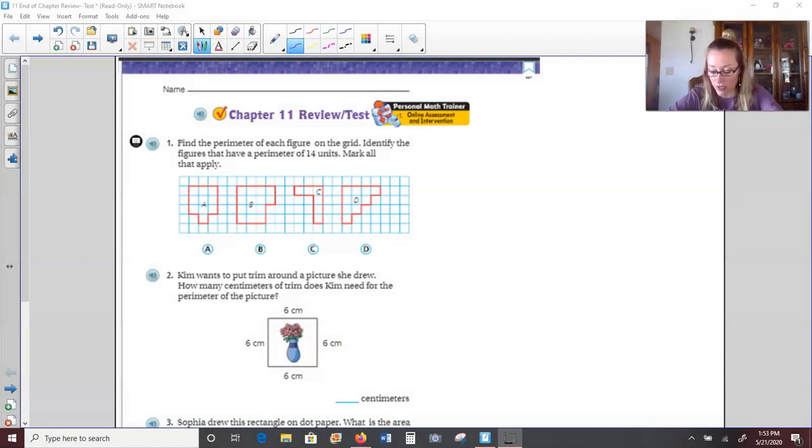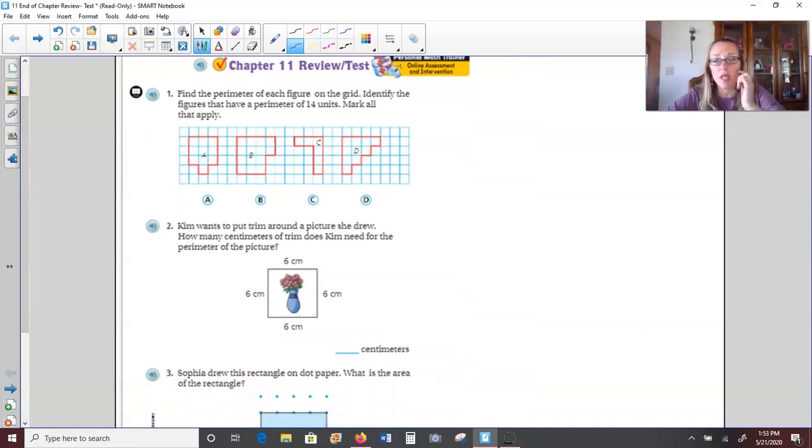Grab your Go Math books and open up to page 687. We've got this, guys. Number 1 says, find the perimeter of each figure on the grid. Identify the figures that have a perimeter of 14 units. Mark all that apply. So that tells us we could have more than one answer.